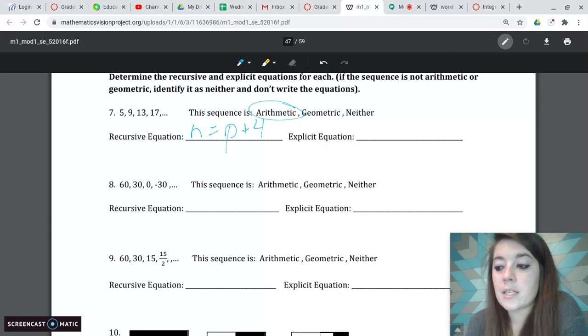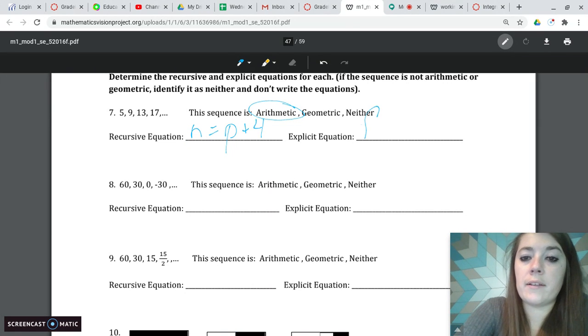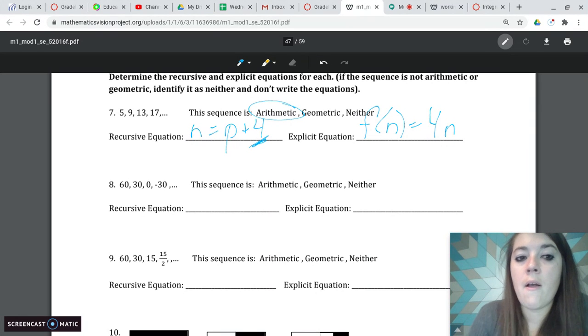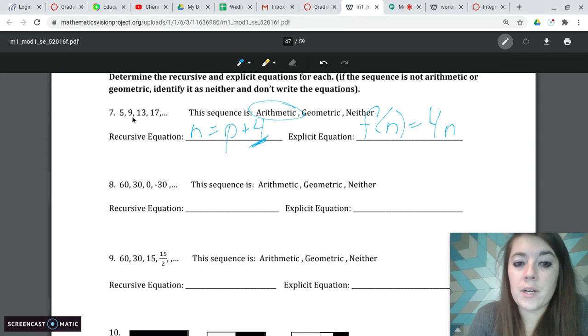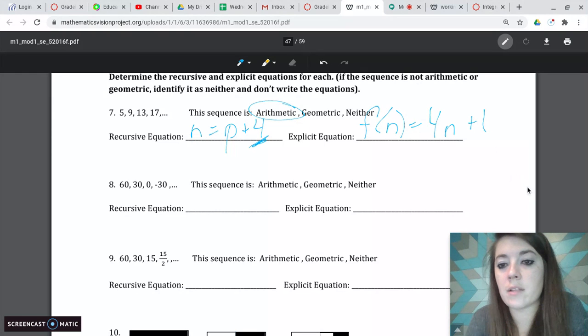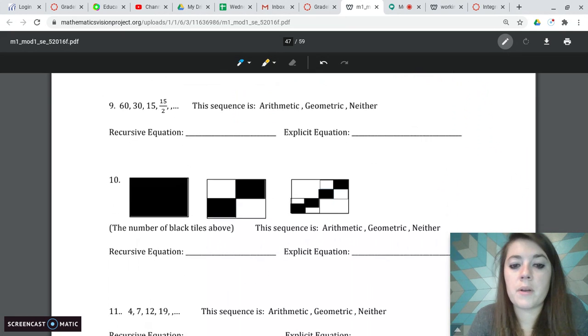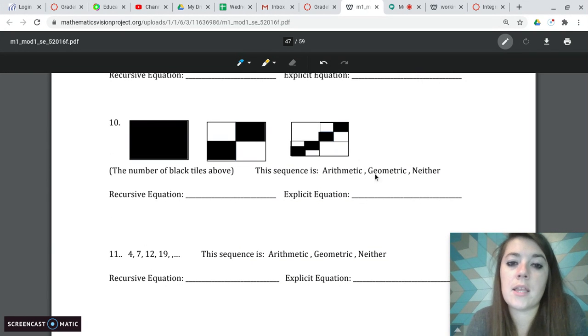And now we need to write the explicit equation. So f of n equals, remember this value here, your common difference, is also your slope. So 4n. Now we need to go backwards and find the zero term. So we go back 4. 5 minus 4 is 1. And that's our y-intercept.